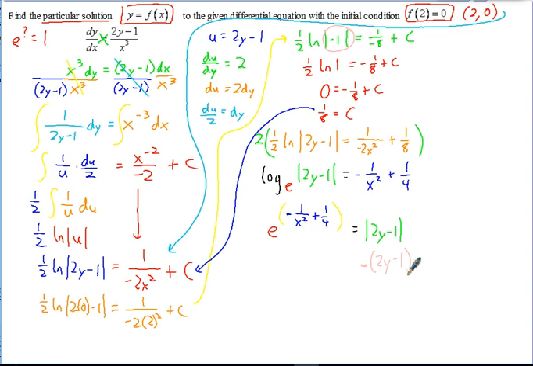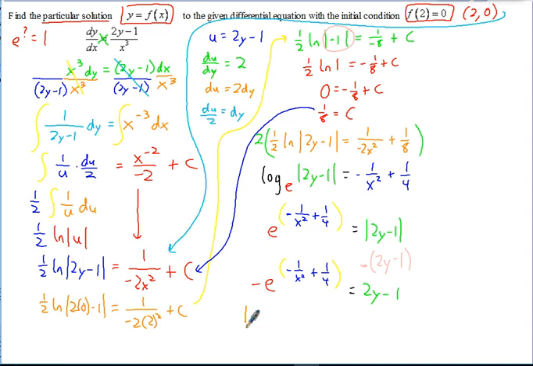And then to solve for y, you could distribute the negative, but I'm just going to multiply both sides of the equation by negative, so the negative would actually end up on this side. So it would be negative e to the negative 1 over x squared plus 1/4, all up in the exponent. And now, since we multiply the negative over here, now we just have 2y minus 1 over here. So then to solve for y, we would just add the 1.